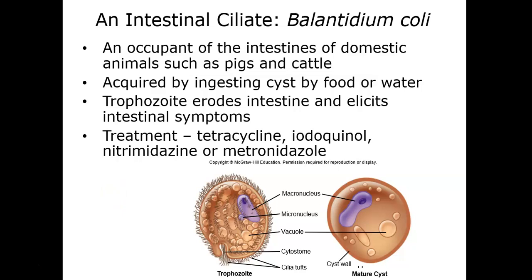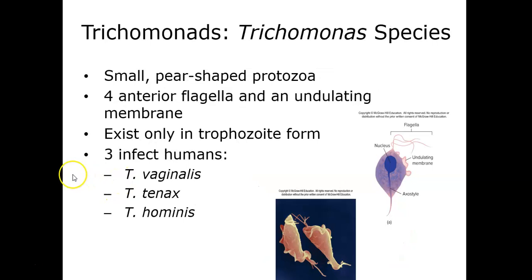The Balantidium coli is actually acquired through ingestion of the cysts, either in food or water. And it's usually found as a source in the animal kingdom, such as pigs and cattle. Once the cysts get in, the trophozoite is then going to emerge, and it's going to begin to erode the intestine, leading to the symptoms of pain, diarrhea, and the other ones that we would normally expect to see.